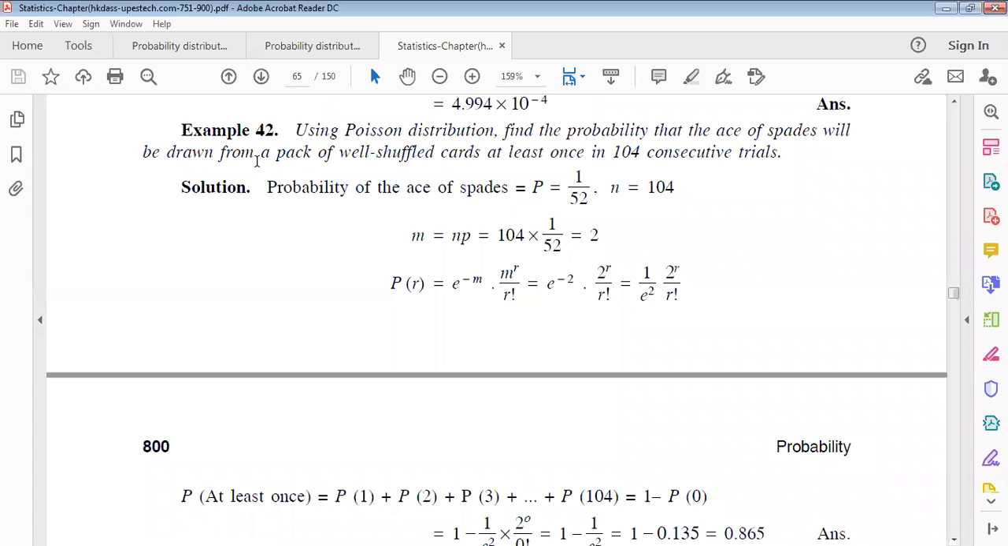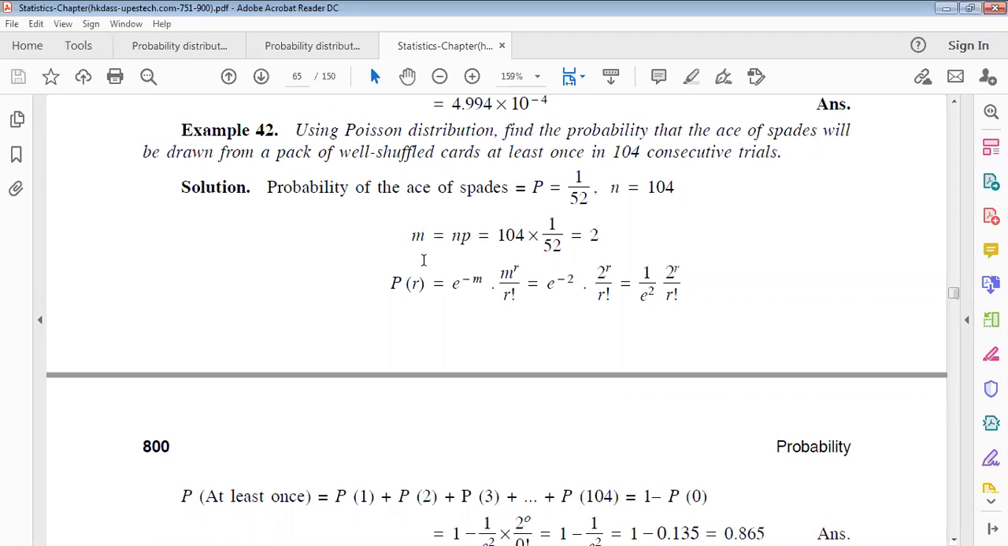Okay, next example 42. Using Poisson distribution, find the probability that the ace of spades will be drawn from a pack of well shuffled cards at least once in 104 consecutive trials. That means the total number of trials n equals 104. We must know the total number of cards is 52, everybody knows. So the probability of the ace of spades, a single ace, is 1 by 52.